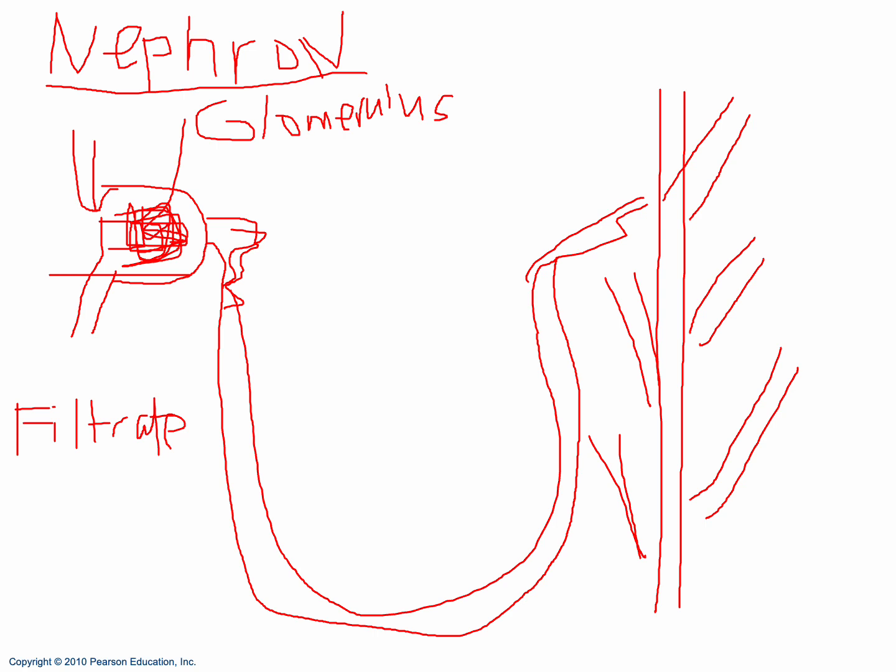All right, surrounding the glomerulus, we have here the Bowman's capsule. This is supposed to be a B, believe it or not. So, Bowman's capsule.